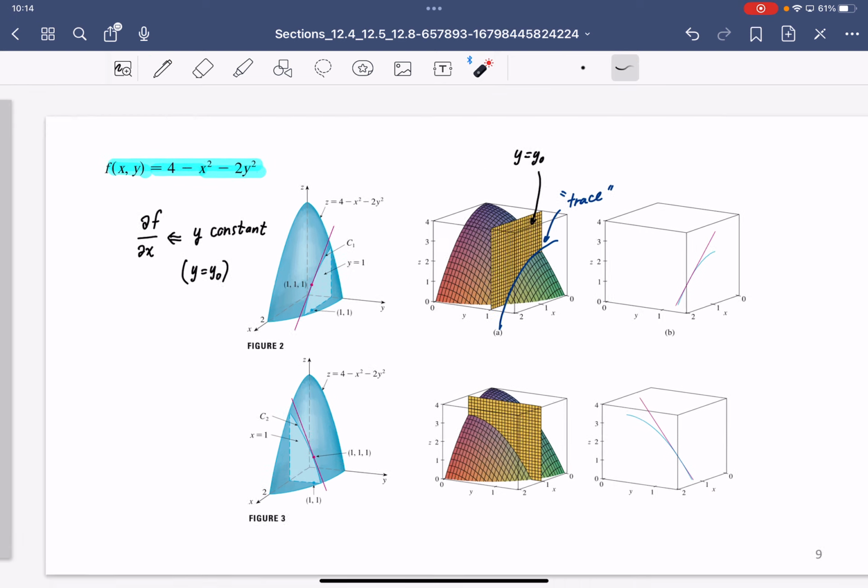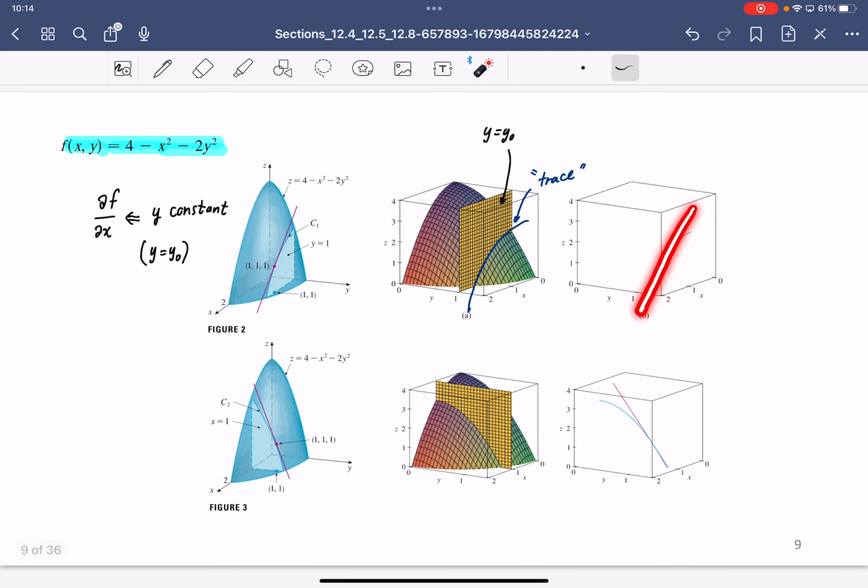And then after that, you take a look at the slope of the tangent line to that trace. That's gonna be the meaning of partial derivative here. So basically, this is going to be your trace, but now you're just taking a look at the slope of the tangent line here. This is the slope of the tangent line to the trace that results from cutting the surface by using y equal to y0. So this is the meaning of partial derivative with respect to x.